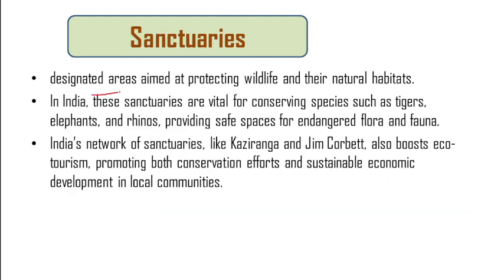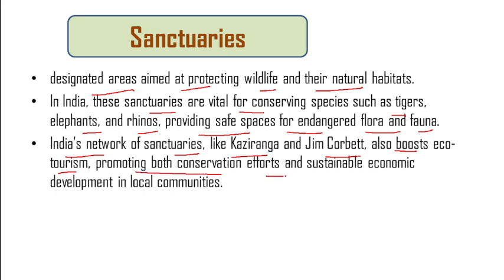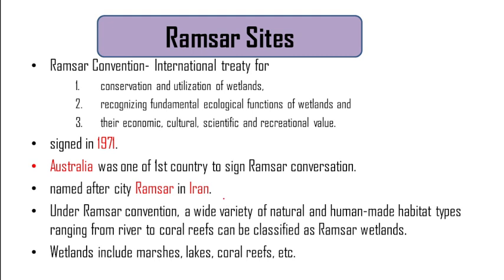Sanctuaries are designated areas aimed at protecting wildlife and their natural habitats. In India, these sanctuaries are vital for conserving species such as tigers, elephants, and rhinos, providing safe spaces for endangered flora and fauna. India's network of sanctuaries like Kaziranga and Jim Corbett also boost ecotourism, promoting both conservation efforts and sustainable economic development in local communities.